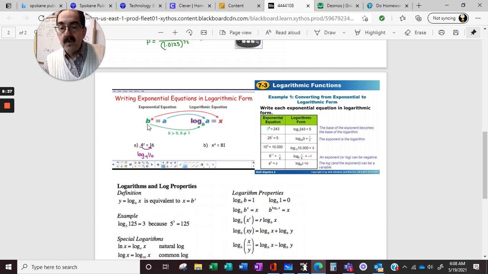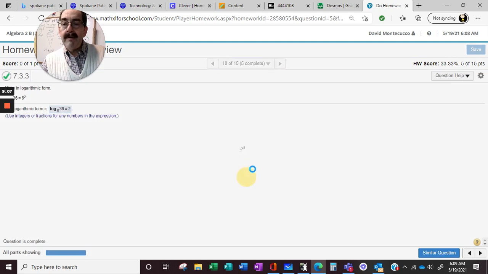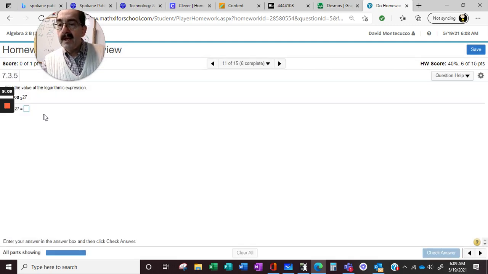So we use this form: log base b, whatever we're talking about, of a, the answer, is equal to the exponent. Okay, so log base 6 of 36 is equal to the exponent 2. All we're doing is translating. There's no actual math there, just a translation, okay?